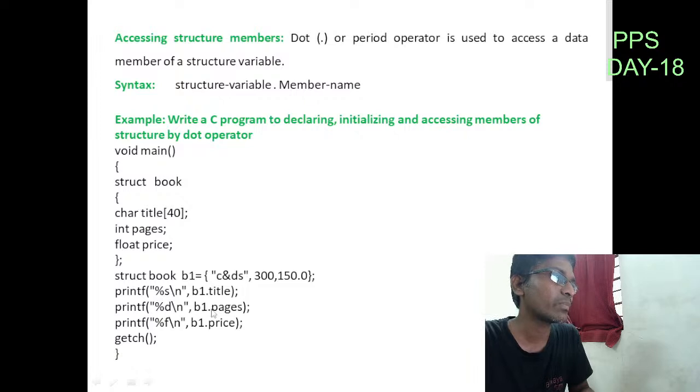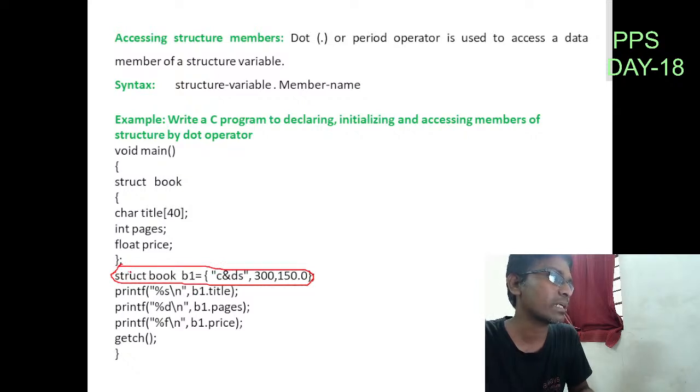Now I am going to access the structure members as b1 dot title, and similarly b1 dot pages, and similarly b1 dot price. With the help of the printf function, I am going to print the title of the book, the number of pages in the book, and the price of the book. And this line is used for initializing the structure members.